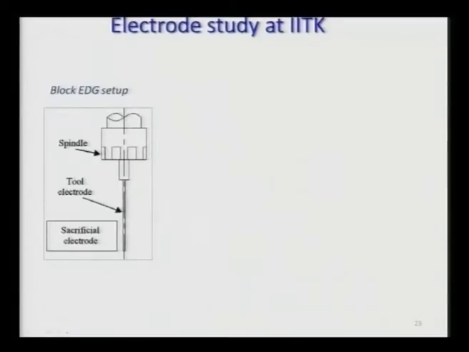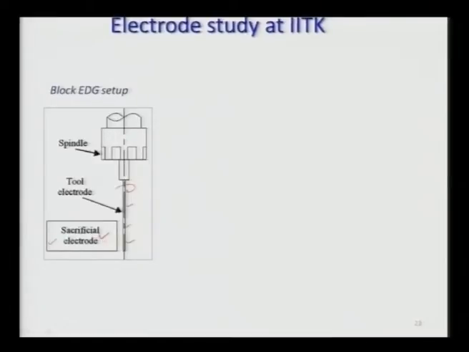Now you can see the BEDG process that is performed, and some of the work has been done at IIT Kanpur. So you can see here is the tool which is being made, and this is the sacrificial electrode. You keep rotating the tool and bring it very close to the workpiece over here, that is the sacrificial electrode. Because of sparking, the material will be removed from the tool as well as the workpiece. Since the diameter of the tool is continuously reducing and it is rotating, you will finally get a proper diameter tool made over here.